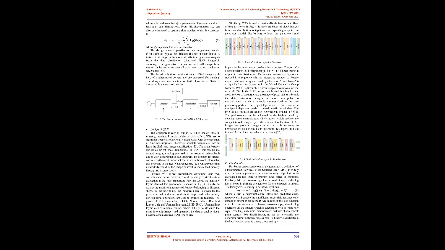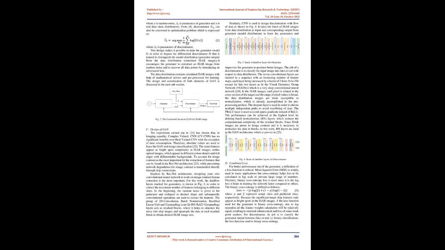The main features appear as bright spots, amplitude, in ISAR images, unlike optical images, which appear in different color details and rich edges with differentiable backgrounds. To account for image contrast as the most important for the extraction of features that can be found in the ResNet architecture 23, while preventing network degradation, the image contrast is transmitted directly through skip connections. Inspired by ResNet architecture, designing your own convolutional neural network to work on image contrast feature extraction is the most important. For this work, the data flow layers stacked for generators is shown in Fig.